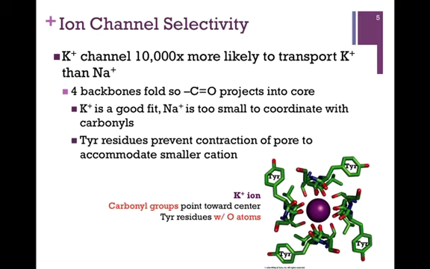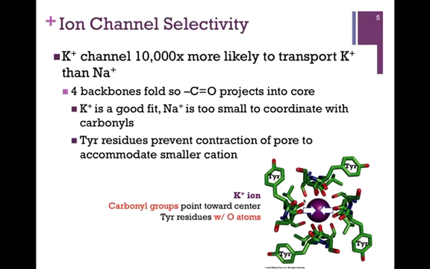But what about the size? Potassium is a good fit, and sodium is too small. It can't coordinate with those carbonyl groups. You want to think of those carbonyl groups as so many hands surrounding that purple sphere to bring it inside the cell. The only way then that we could coordinate that smaller sodium atom is to move those carbonyl groups. We have to contract the pore.